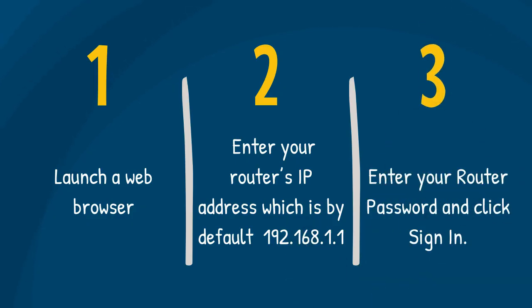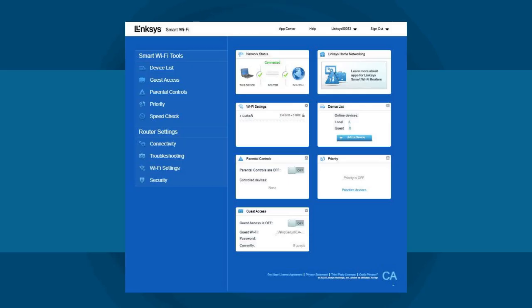Lastly, enter your router's password and click Sign In. The Linksys router's web user interface will be displayed. Click on the CA link at the bottom right corner of the page. This will allow you to separate or change the Wi-Fi names for different bands and, at the same time, provide access to other Wi-Fi settings.